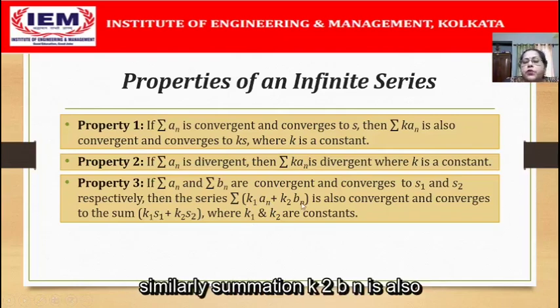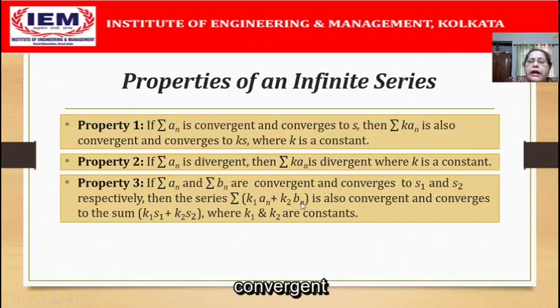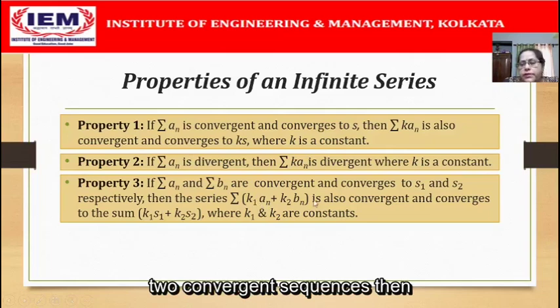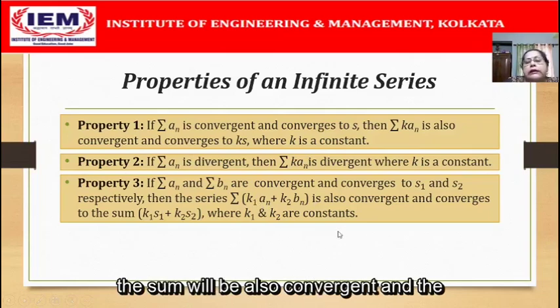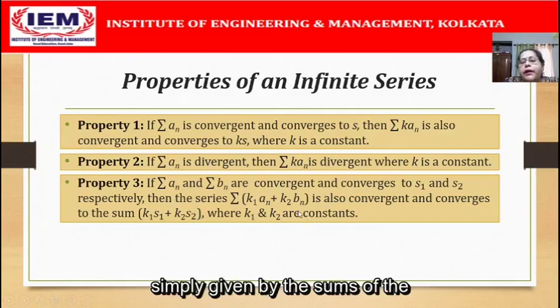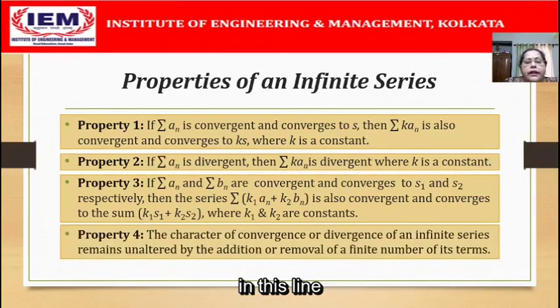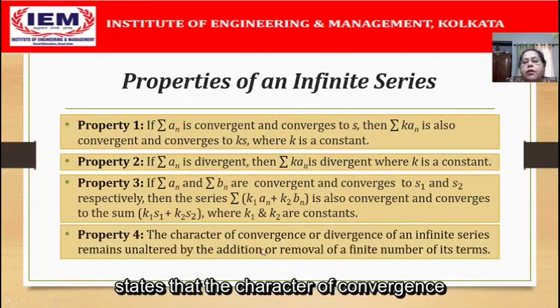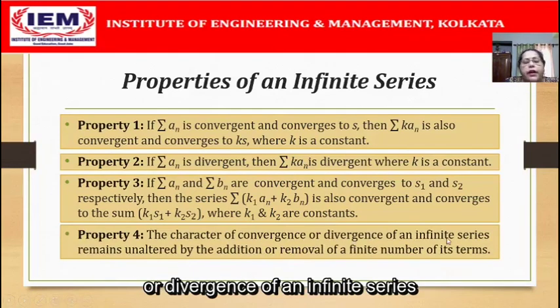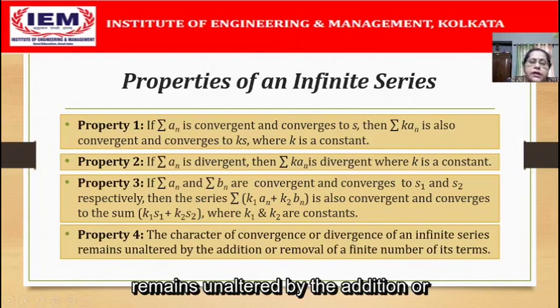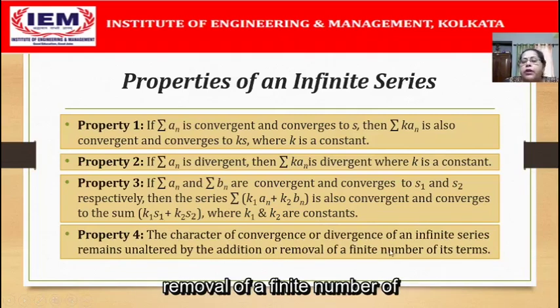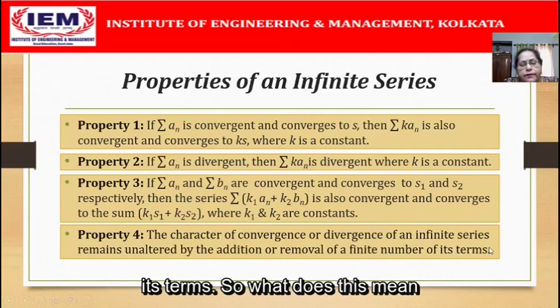Similarly, summation k2 bn is also convergent. And now what it says is that if we are adding up two convergent series, then the sum will also be convergent, and the sum will be simply given by the sums of the individual series. And the last property in this line states that the character of convergence or divergence of an infinite series remains unaltered by the addition or removal of a finite number of its terms.